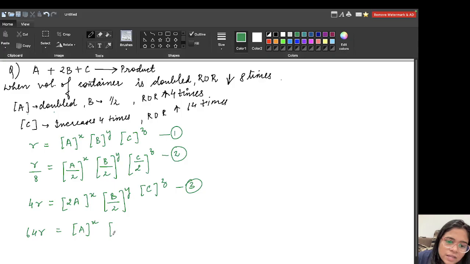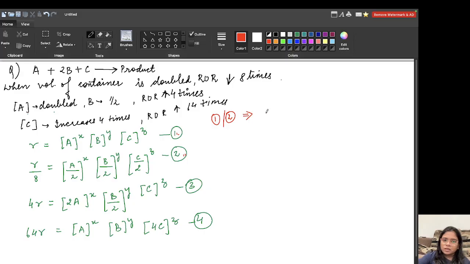So A raised to the power X, B raised to the power Y, and C is increasing 4 times: 4C raised to the power Z. So these are the 4 equations. What you need to do is do something out of it so that you get X, Y and Z. Let us do one thing. Let us do 1 divided by 2, so that you get an equation. If you do 1 divided by 2, you will get 8 equals to, I think so, 8.